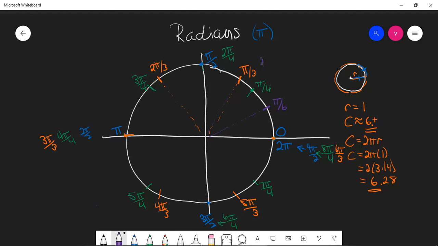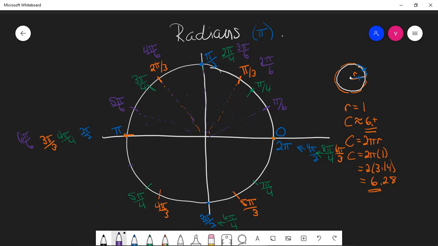2/6, which is the same as 1/3. 3/6, which is the same as 1/2. There's that 6th right there. 4/6, which is the same as 2/3. 5/6, right? There's all those 6 pieces, right? 1, 2, 3, 4, 5, 6, and then 6/6. 6 pi over 6 is the same as pi.